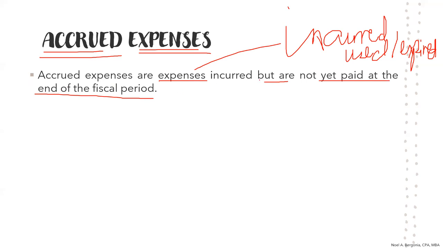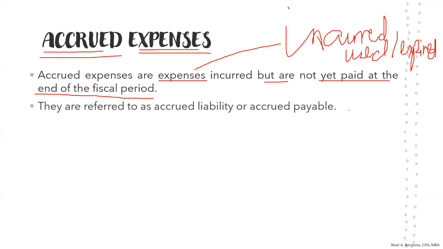That we have encountered already formally nung tayo nag-journalize ng transactions in module number 3. Di ba? So, yung utilities, for example, pag ginamit natin utilities, binigyan tayo ng bill, hindi pa natin nababayaran, then that is already considered an accrued expense. Okay? Ganun din yung salaries ng employee. Pag nagamit natin yung services ng employee pero hindi pa natin bayad, then that is considered as an accrued expense. So these accrued expenses are also referred to as accrued liability or accrued payable. So pare-parehas lang po sila, no?